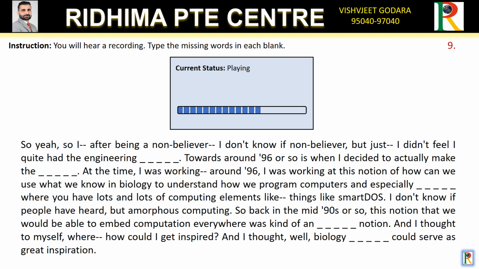I don't know if people have heard about amorphous computing. Back in the mid-90s or so, this notion that we would be able to embed computation everywhere was kind of an exciting notion. And I thought to myself, how could I get inspired? And I thought, well, biology obviously could serve as great inspiration.